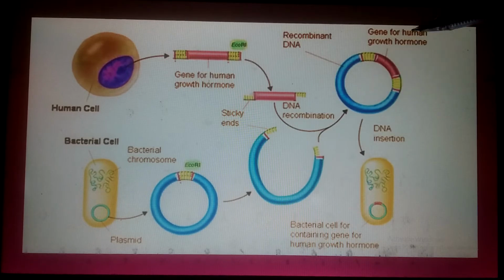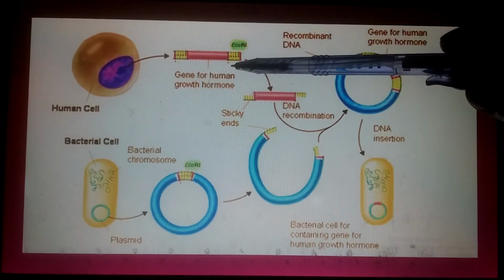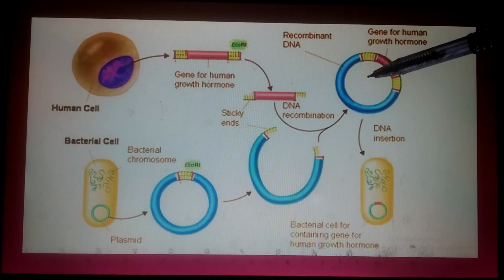If we use different enzymes for cutting the gene of interest and the plasmid vector, then what will happen? Different enzymes cut the DNA at different restriction sites, so it will not produce the recombinant DNA. So the same restriction enzymes and nucleases are used for cutting the desired gene as well as the plasmid.